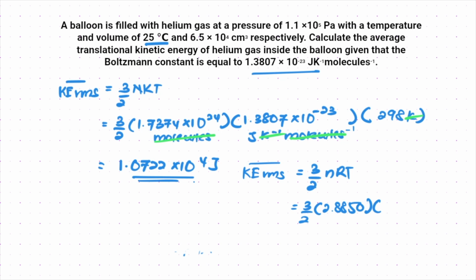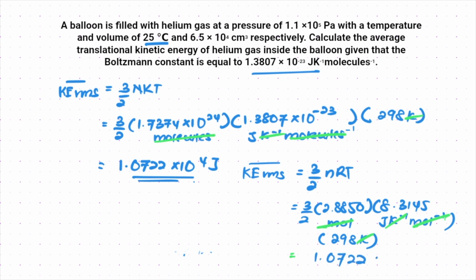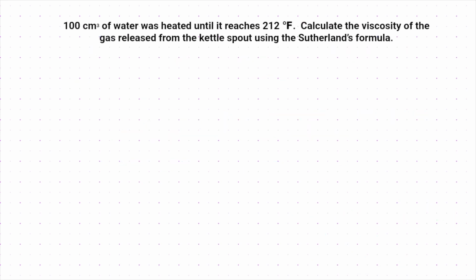You need to have it in joule, so 8.3145 joule per Kelvin per mole, because this one is already in mole. And then your T is 298 Kelvin. So the same drill, so you have mole here, you have mole here, Kelvin, Kelvin. So if you calculate this value, you should get the same as this, which is 1.0722 times 10 to the power of 4 joule. So this is how you check whether your calculation is correct or not.